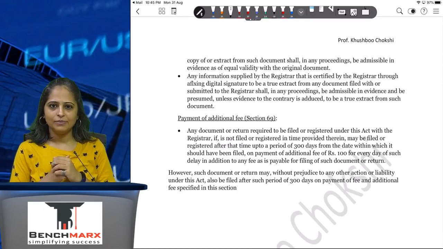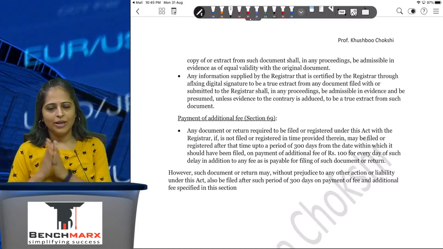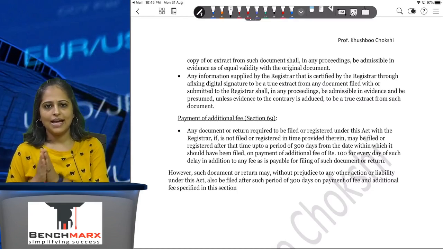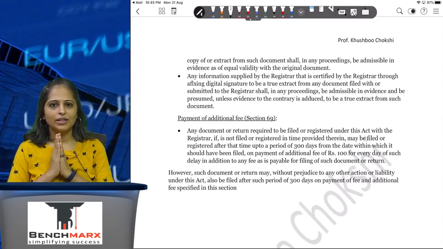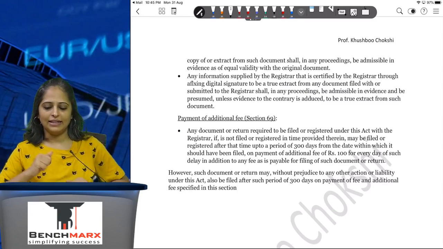It's a very, very simple act. Go through the video. I am attaching the notes. Go through the notes and revise it. It's simple. It will come for 5 marks and you will be able to answer that.